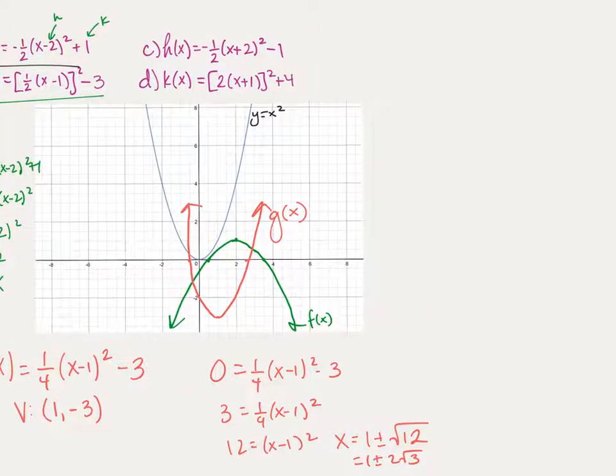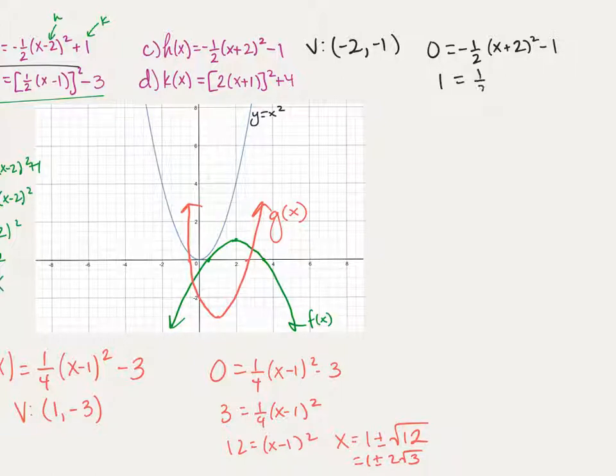Next, let's look at C and D. In C, we're already set up in our standard form. So V, or our vertex, is going to be (-2, -1). And our x-intercepts are going to be the values which make this function 0. So I'm going to solve. I get an imaginary number. So this doesn't have any x-intercepts.